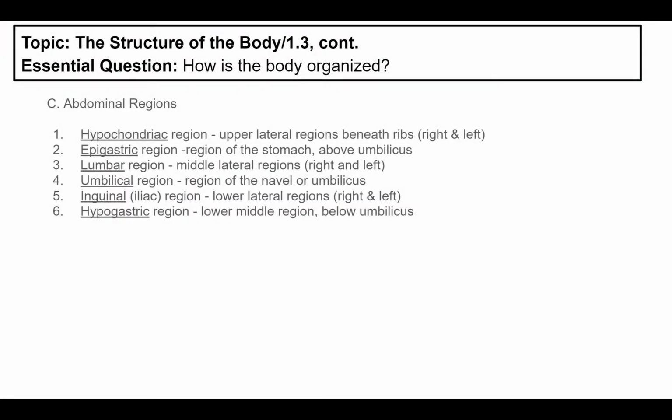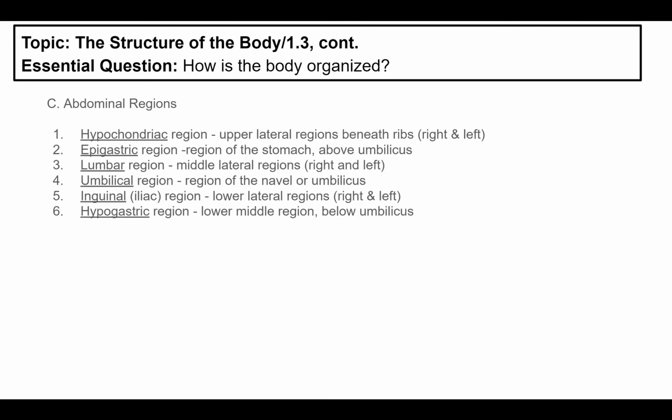The rest of your notes is looking at abdominal regions. So we have these 6 areas. So the hypochondriac region, there's 2 of those, right and left, and those are the upper lateral regions beneath the rib. So if you'll feel your ribs right now, and right below that, on the lateral sides, that's your hypochondriac. So you have your right hypochondriac and left hypochondriac.